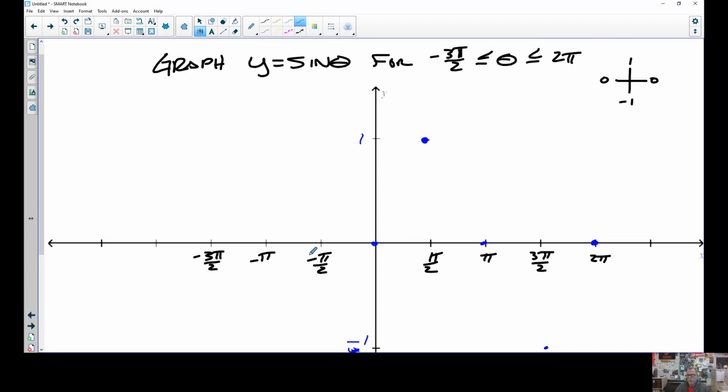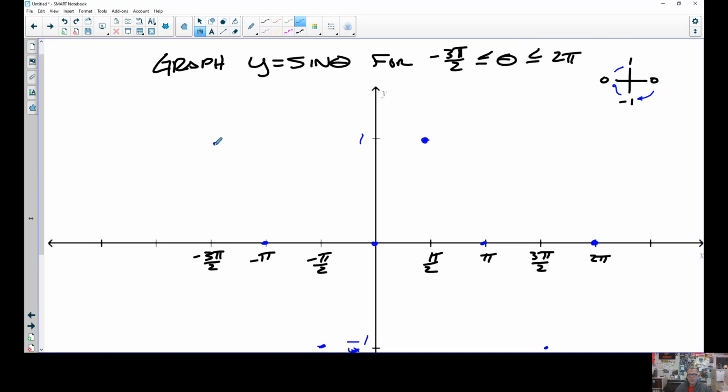And now I want to go backwards. Negative pi over 2 just means I'm rotating this way. Negative pi over 2 is negative 1. So from here, I go down to negative 1. At negative pi would be up here at 0. And negative 3 pi over 2 would be up here at 1 again.